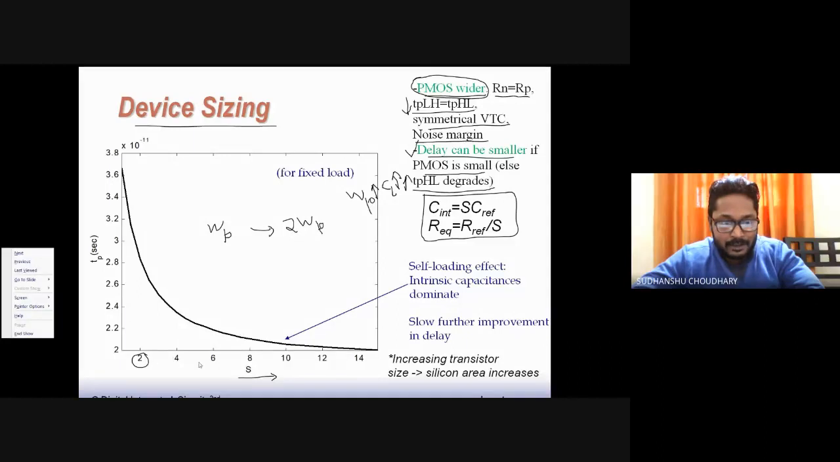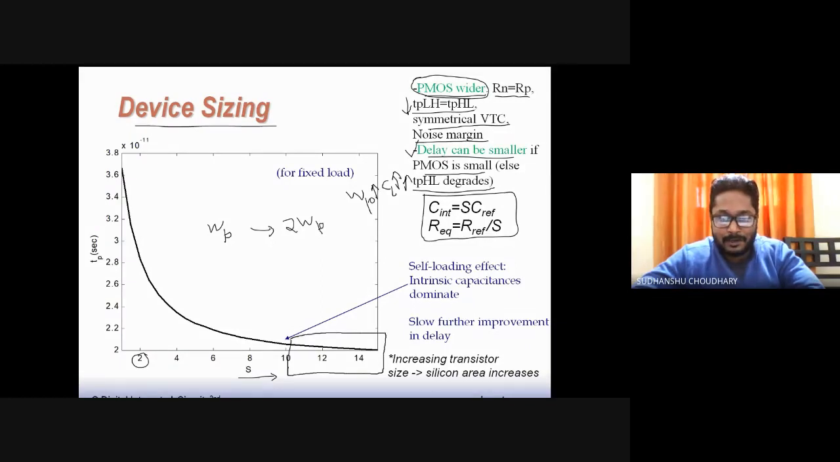So we see that when you are increasing the size of PMOS, the delay is coming down. But now, from here to here, we see that the delay is not improving. So this is the point where self-loading effects come into the picture. In this region, the intrinsic capacitances of the MOSFETs are now dominating the load capacitance. Because you are increasing the size of PMOS, the drain diffusion capacitance associated with PMOS is increasing, so the total drain diffusion capacitance is also increasing. In fact, the CMOS inverter is now self-loading itself. So this is a problem here.